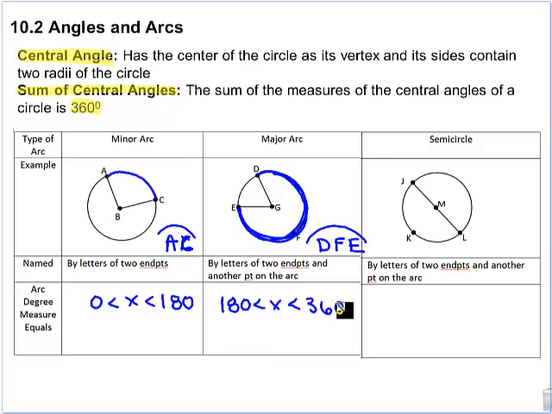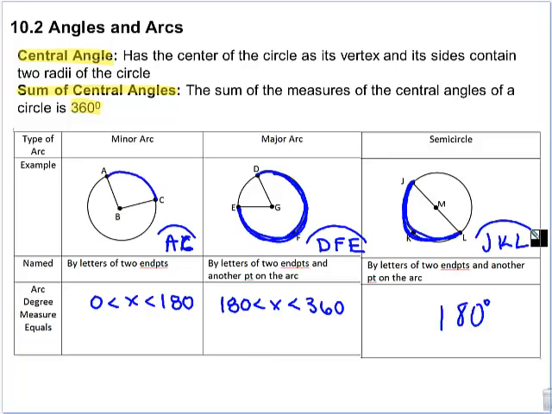And then a semicircle. You guys sure already know what a semicircle is. What's a semicircle? Half the circle. So a semicircle here. So there's our semicircle. It's half the circle. So what does the measurement of a semicircle have to be? 180. Yeah, the measurement has to be 180, and you would name it by JKL.